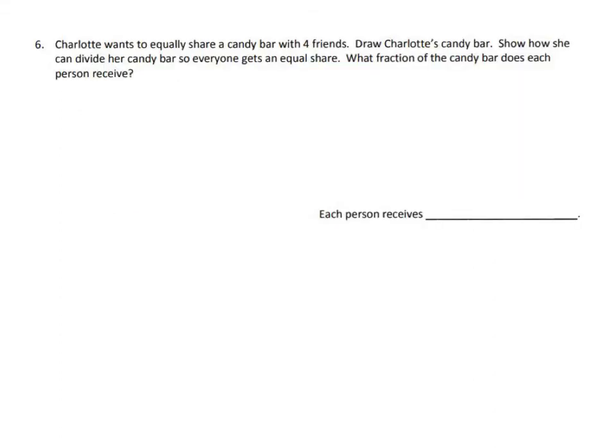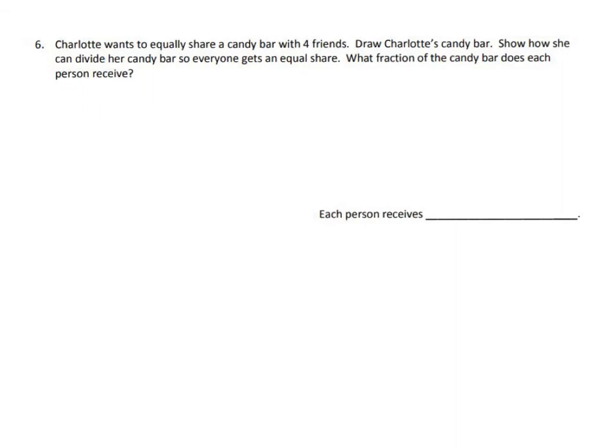Okay, guys. We've been doing a great job looking at concrete pictures and answering questions. But let's go ahead and use our ELA strategies to help us answer the word problem about Charlotte. It reads, Charlotte wants to equally share a candy bar with 4 friends. Draw Charlotte's candy bar. Show how she can divide her candy bar so everyone gets an equal share. What fraction of the candy bar does each person receive?